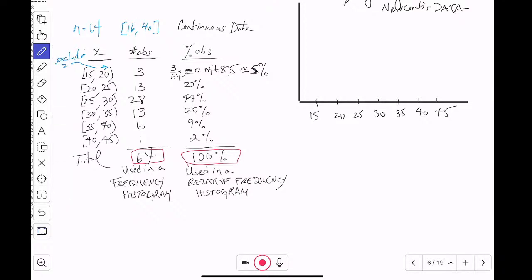So let's roughly sketch this in. The highest one is 28, so I need to go up to about 30: 5, 10, 15, 20, 25, 30. That's the biggest, so it'll fit on here. And I'm going to name the axis. This is time, and this is number of observations. So it's a frequency histogram. It just shows frequencies.